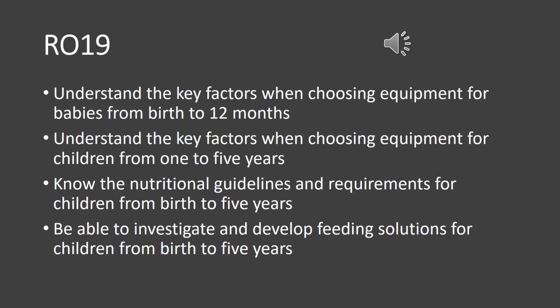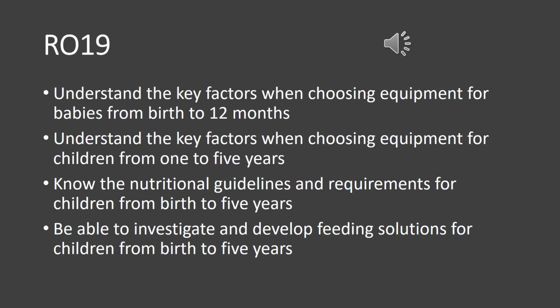So this just gives you an overview of the different things that we do in RO19. So the nursery that's in our scenario has got 2 rooms. So the baby room is children from birth to 12 months, and the older room is children from 1 year to 5 years.